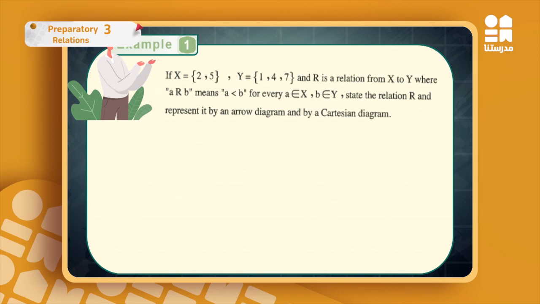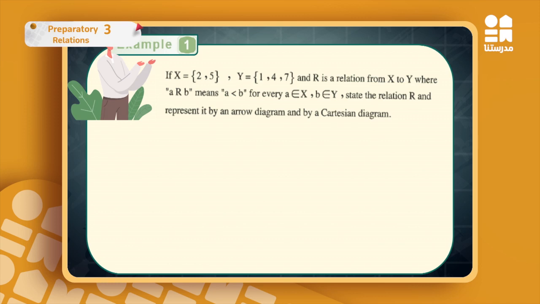ونحل مع بعض example number 1 on the relation. If I have two sets, the first set {2, 5} and the second set {1, 4, 7}, and R is a relation from x to y where A R B means A is less than B, for every A belongs to x and B belongs to y. State the relation, this is the first required, and then represent it by an arrow diagram, this is the second required, and by Cartesian diagram, this is the third required.